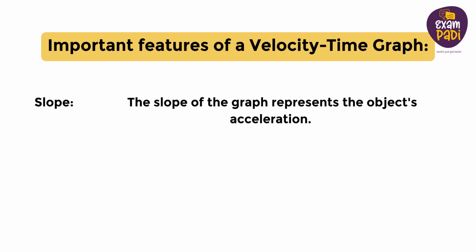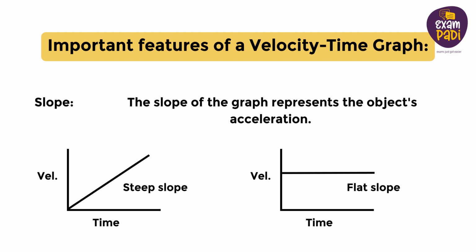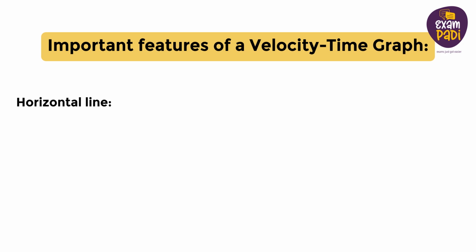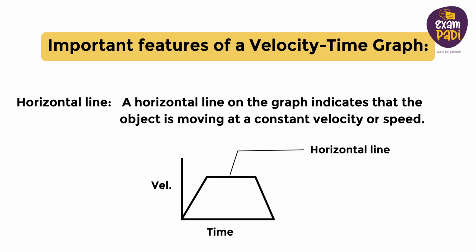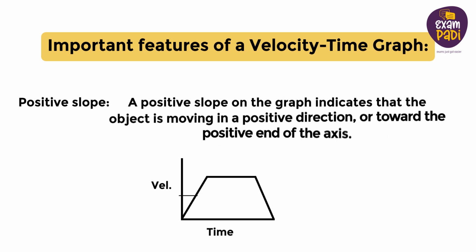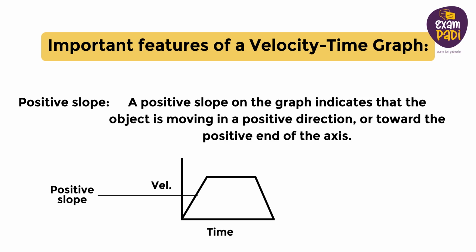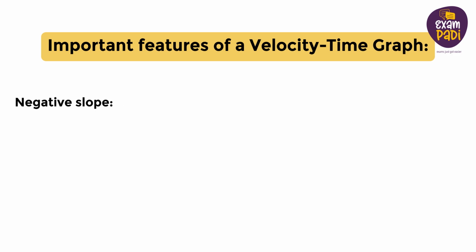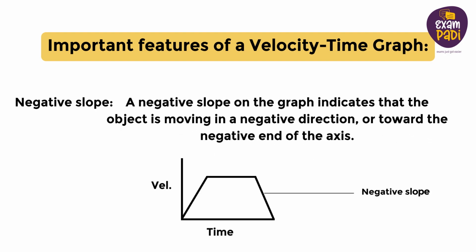1. Slope. The slope of the graph represents the object's acceleration. A steeper slope indicates a greater acceleration, while a flat slope indicates no acceleration. 2. Horizontal line. A horizontal line on the graph indicates that the object is moving at a constant speed or velocity. 3. Positive slope. A positive slope on the graph indicates that the object is moving in a positive direction or towards the positive end of the axis. 4. Negative slope. A negative slope on the graph indicates that the object is moving in a negative direction or toward the negative end of the axis.